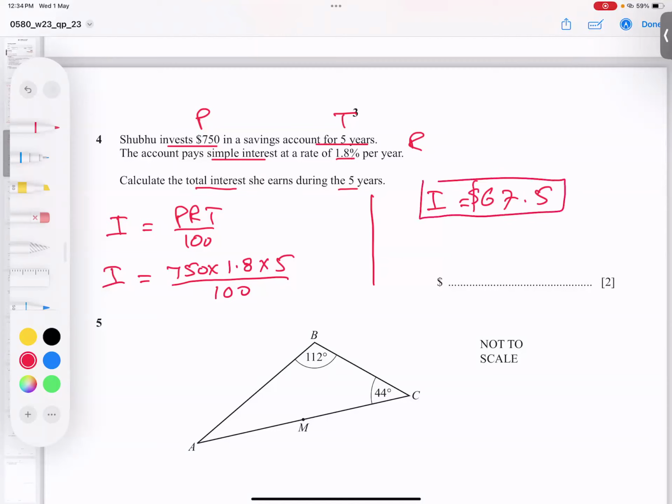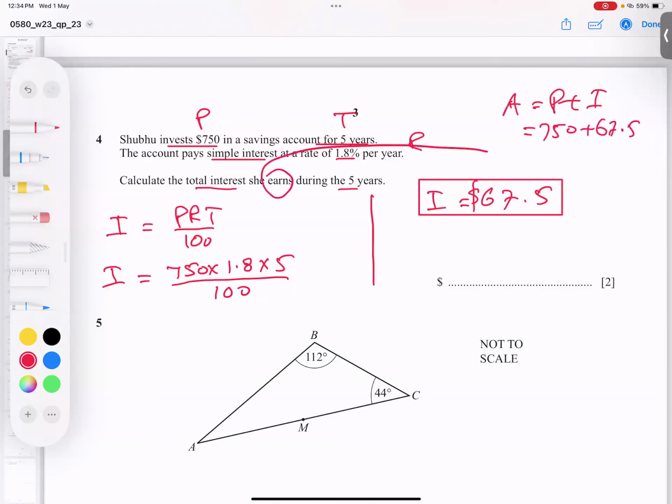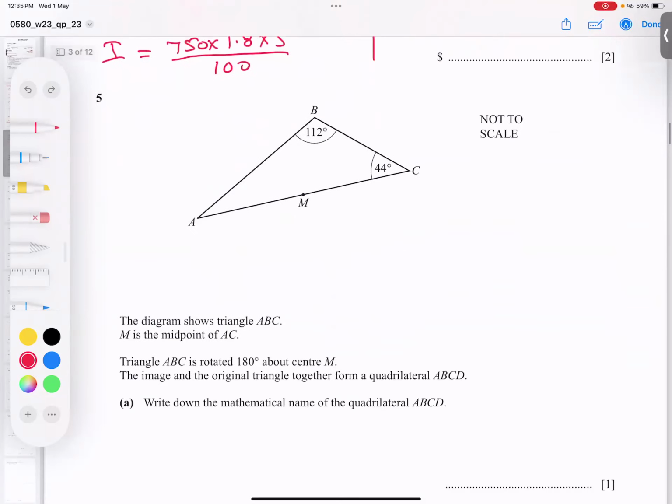Okay, if he asks total money after 5 years, then I must add: A is equal to P plus I, and P is her own money. So 750 plus 67.5. This will give me the total money. In case he asks not the earned money, but the total money, then we can add them. And I believe you got a point very clear. Let's talk about question number 5.